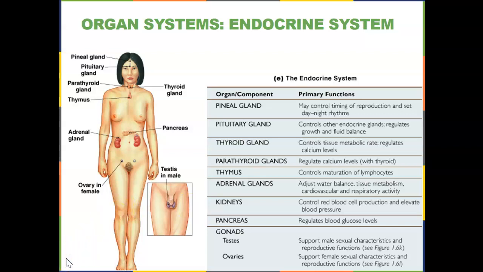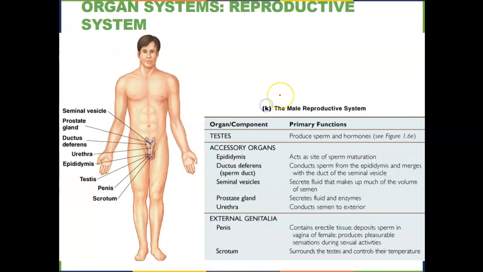The endocrine system, oh man, this thing is huge. The endocrine system, what it does is secretes hormones that allow your body to carry out very important processes. You're going to study this in a lot more detail in physiology, but let's just look at the organs. The pineal gland, which is in the brain.